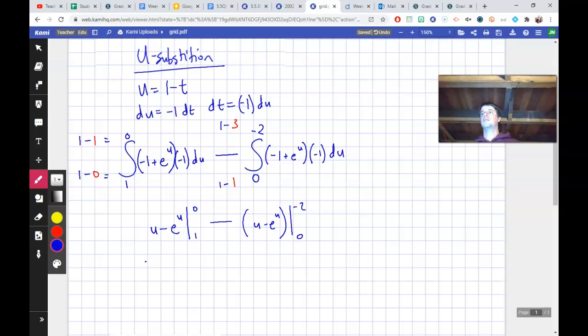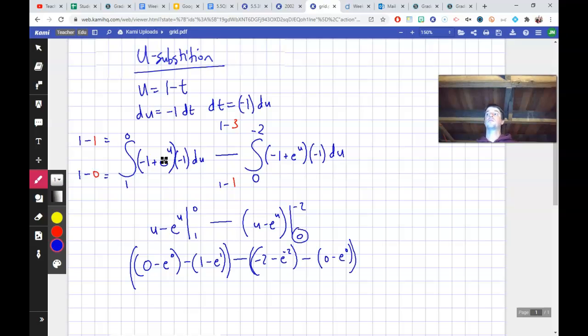So let's plug in the 0 first. So 0 minus e to the 0, minus 1 minus e to the 1. Okay, all of that. This big minus here. Now let's plug in -2. We get -2 minus e to the -2, minus 0 minus e to the 0.